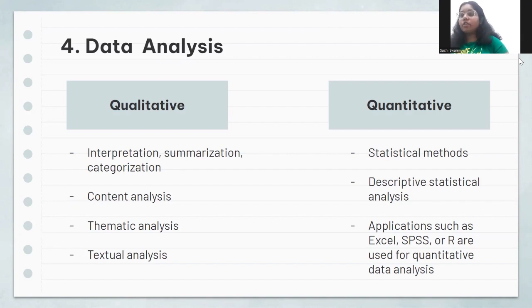And a lot of researchers actually use various applications. Some of them are Excel, R, or SPSS. They're used for quantitative data analysis because they make the work presentable and highly increase the accuracy, and also it's easier to analyze data because it's quantitative data using these applications.